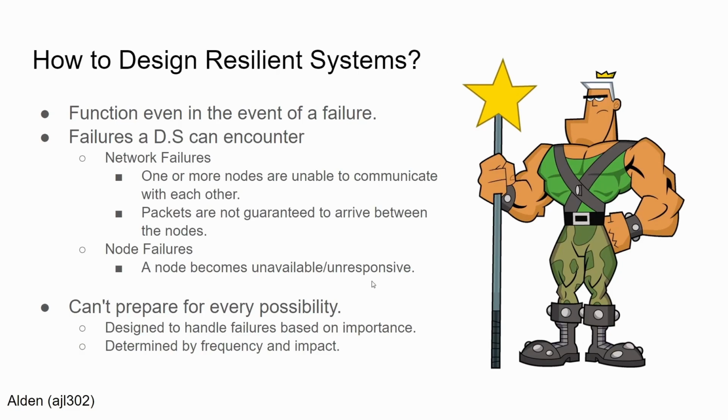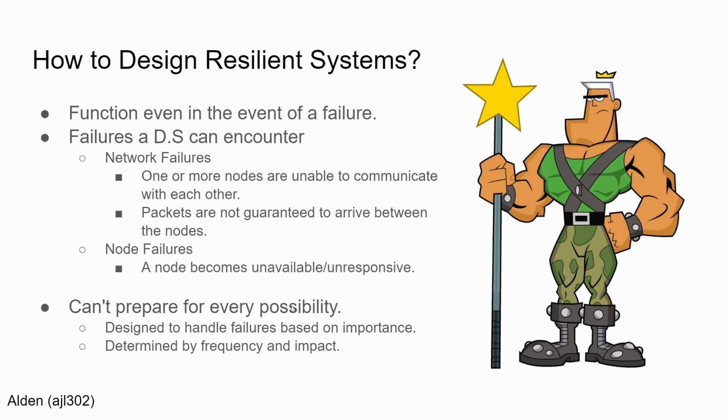So when designing a distributed system, you want to make sure that you're building a resilient system. This means that even if there is a failure, it will still be able to function. Two types of errors that can occur within the distributed system are network failures and node failures.